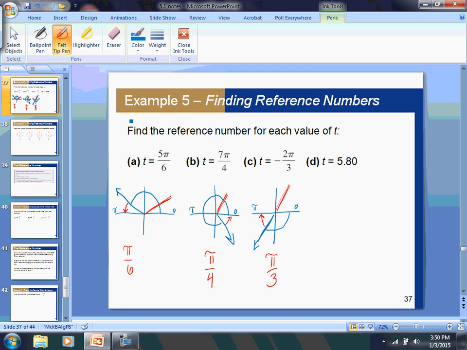Okay, now part D is a little bit different, and that's because they don't give us any π's. They give us a decimal, 5.8.